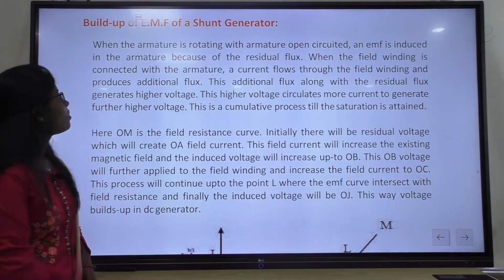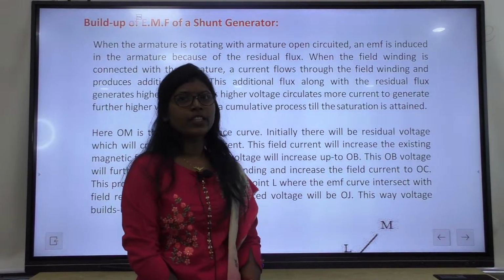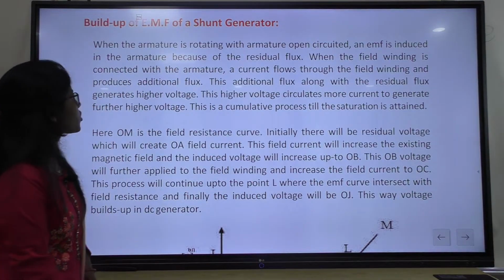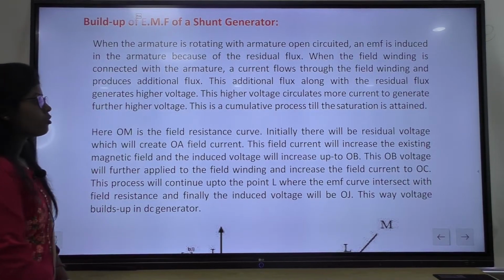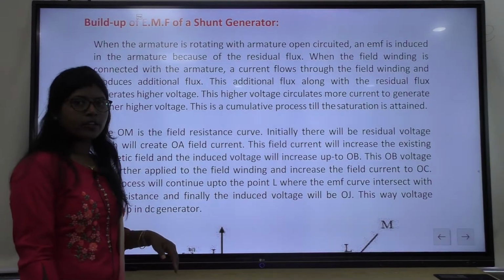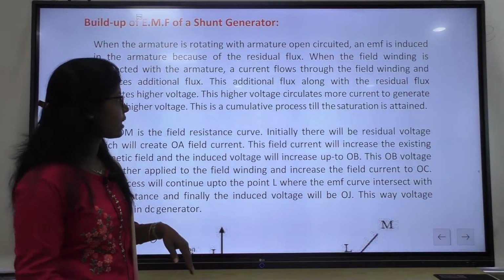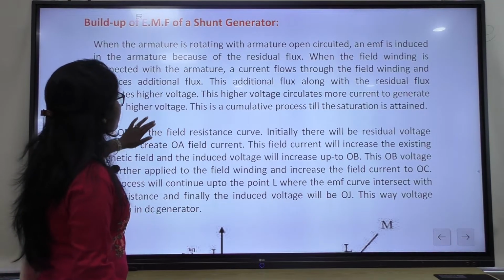Okay. Now we will discuss how voltage is built up in a shunt generator. So we will discuss how the shunt generator voltage builds up, when we start the generator initially, how the voltage builds up.